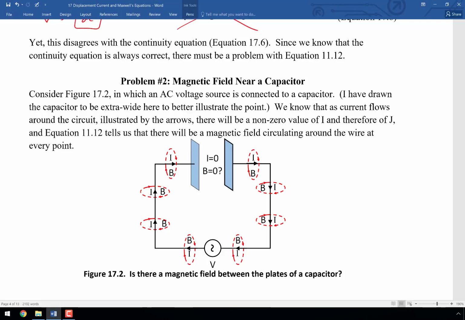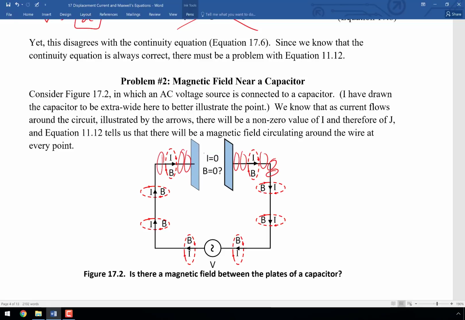So the question is, what happens inside between the plates of a capacitor? And I've tried to sort of exaggerate the width of the capacitor here so that you can get a picture of what's going on. We have only two options, and that is to say that the magnetic field is going to be everywhere else around this wire, but inside the plates of the capacitor, it's equal to 0, that there is no magnetic field inside of the plates.